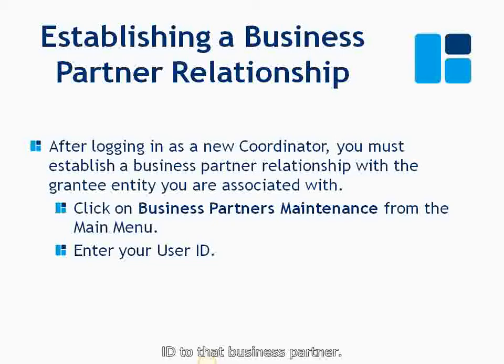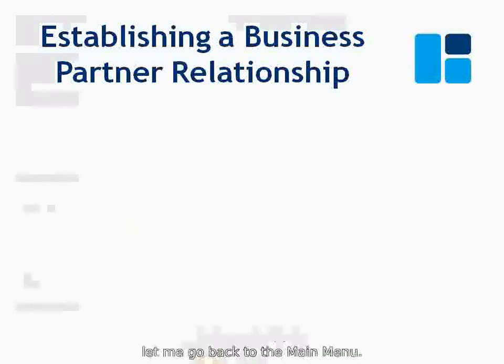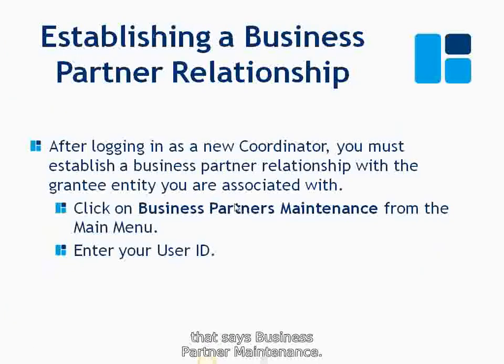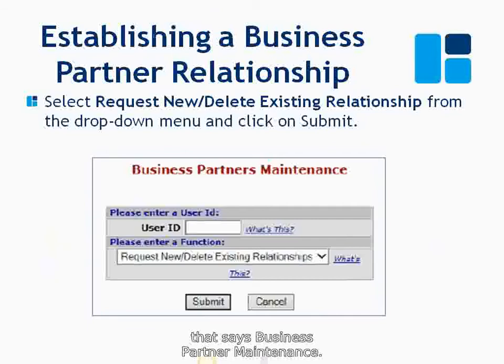So in order to do that, let me go back to the main menu. You're going to see this link here that says business partner maintenance. When you click on that, it's going to ask for you as the coordinator to enter in your MID in this field right here. And you're going to request new or delete existing. So leave it at the drop-down menu for request new.